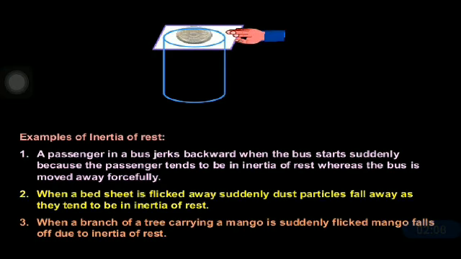Examples of inertia of rest. A passenger in a bus jerks backward when the bus starts suddenly, because the passenger tends to be in inertia of rest, whereas the bus is moved away forcefully. Second, when a bed sheet is flicked away suddenly, dust particles fall away as they tend to be in inertia of rest. Third, when a branch of a tree carrying a mango is suddenly flicked, the mango falls off due to inertia of rest, and this is a very practical example nowadays.